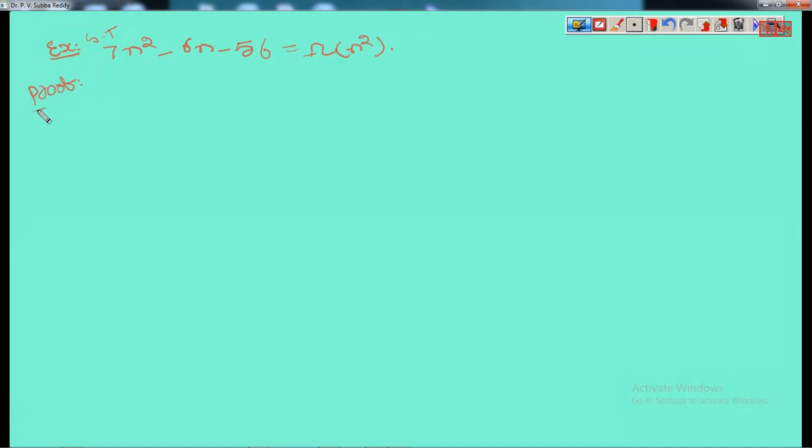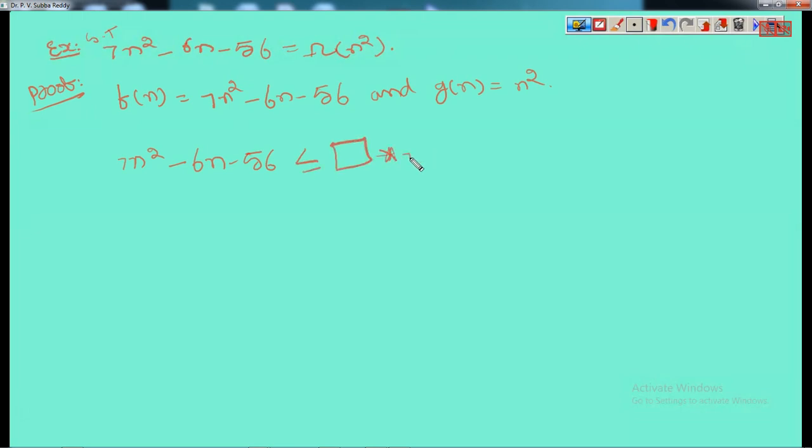Proof. What is f(n)? f(n) equals 7n² - 6n - 56. What is g(n)? g(n) equals n². Now if I want to show this, what do I need to find? According to the formal definition, I need to find two constants c and n naught such that 7n² - 6n - 56 is less than or equal to some constant c times n², for all n greater than or equal to some constant. These two constants I need to find.